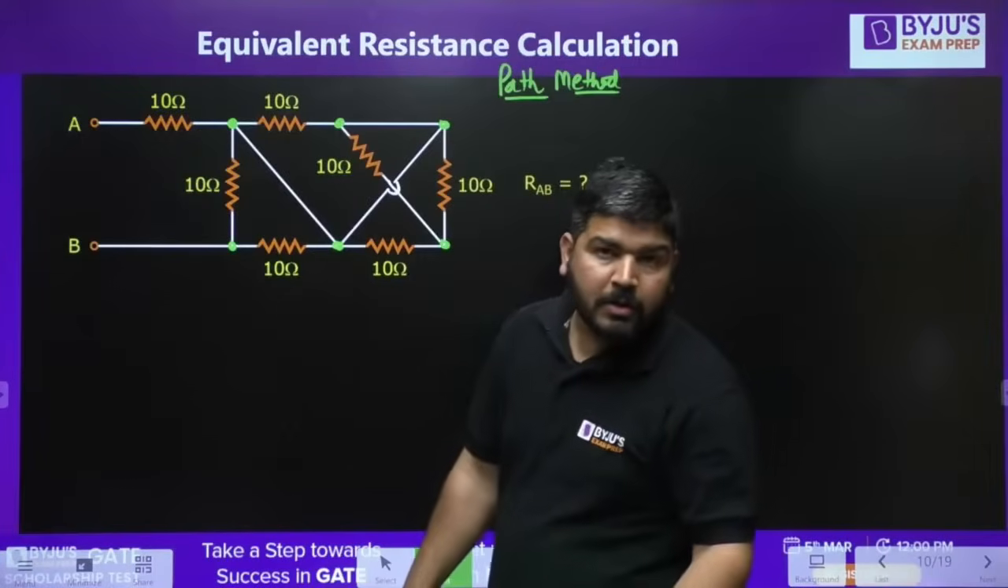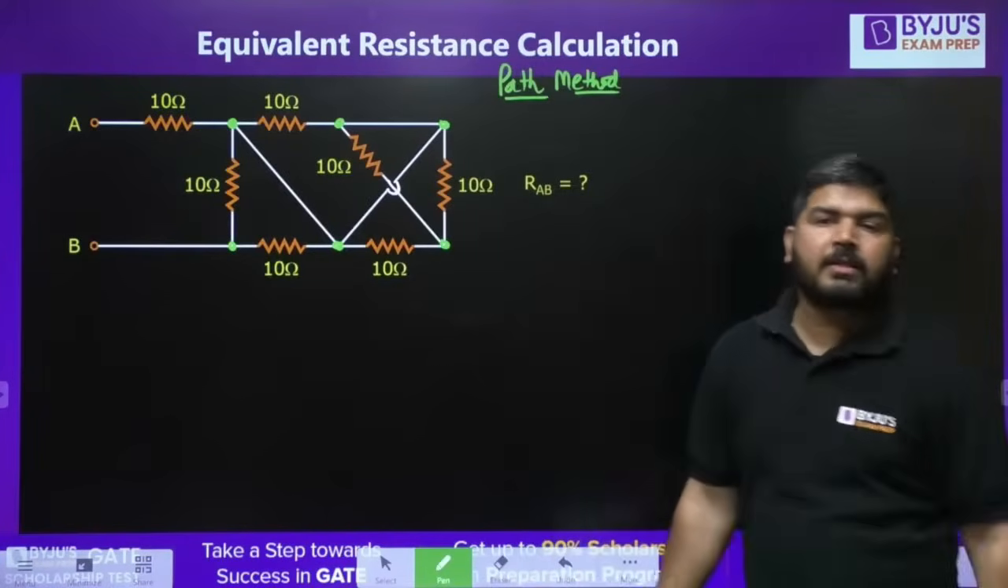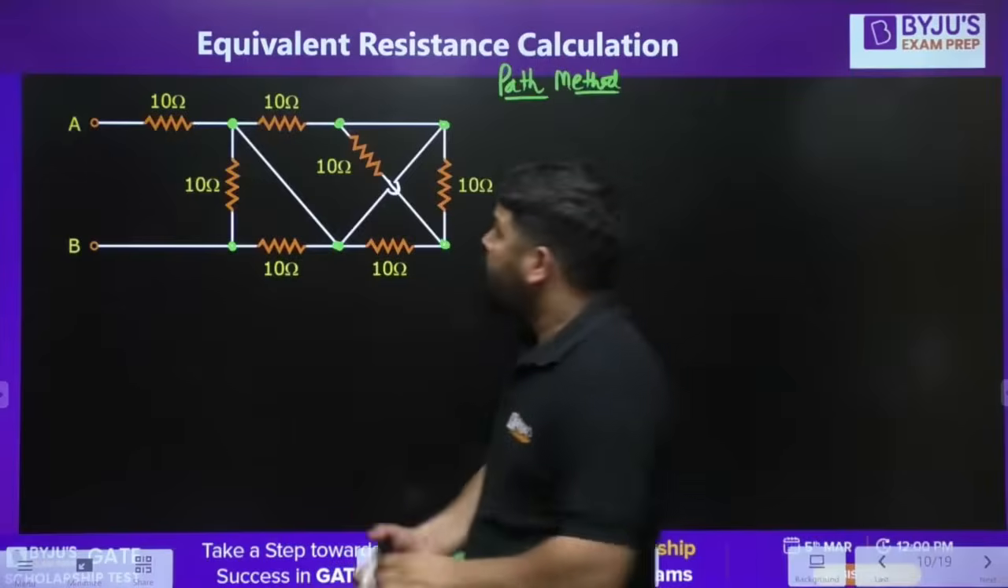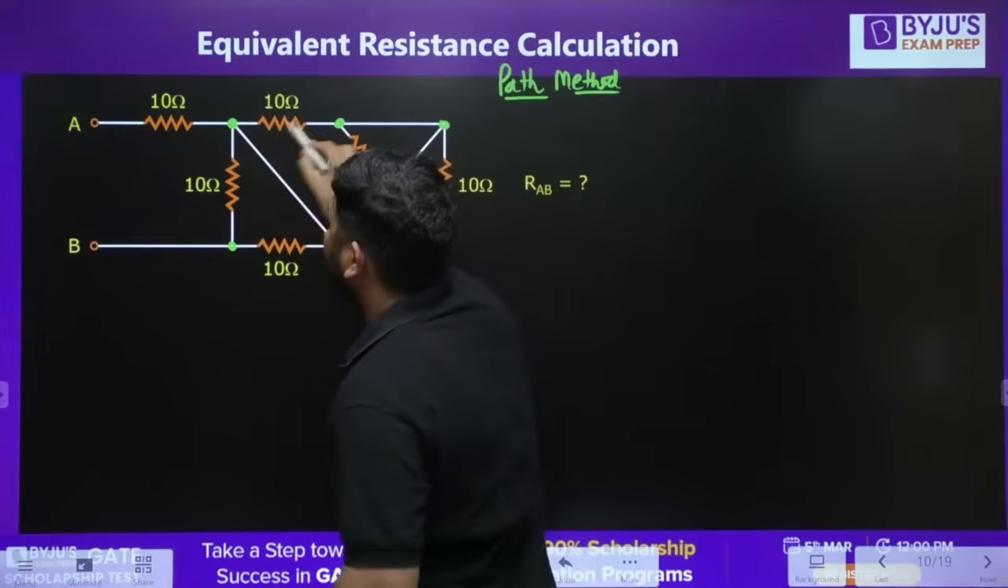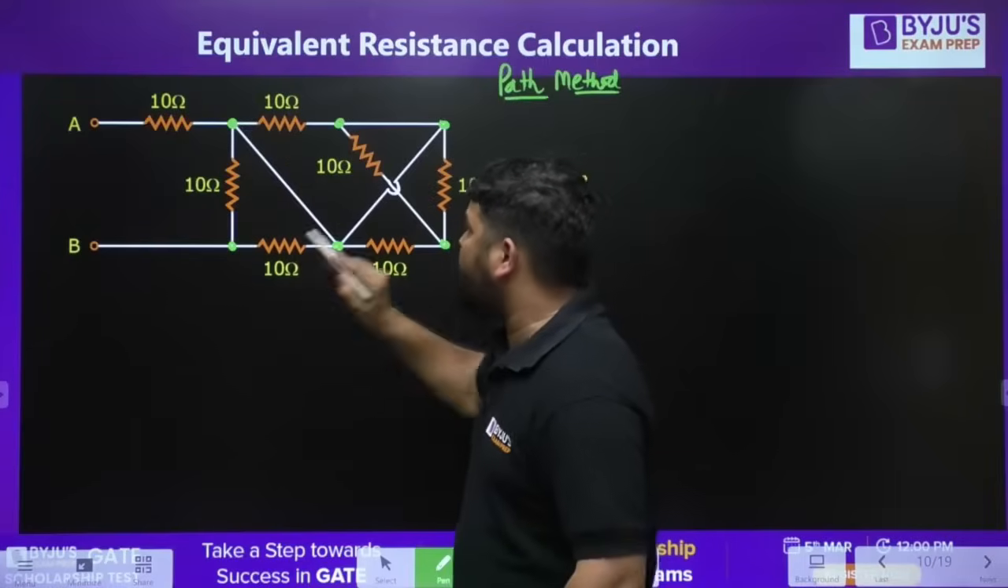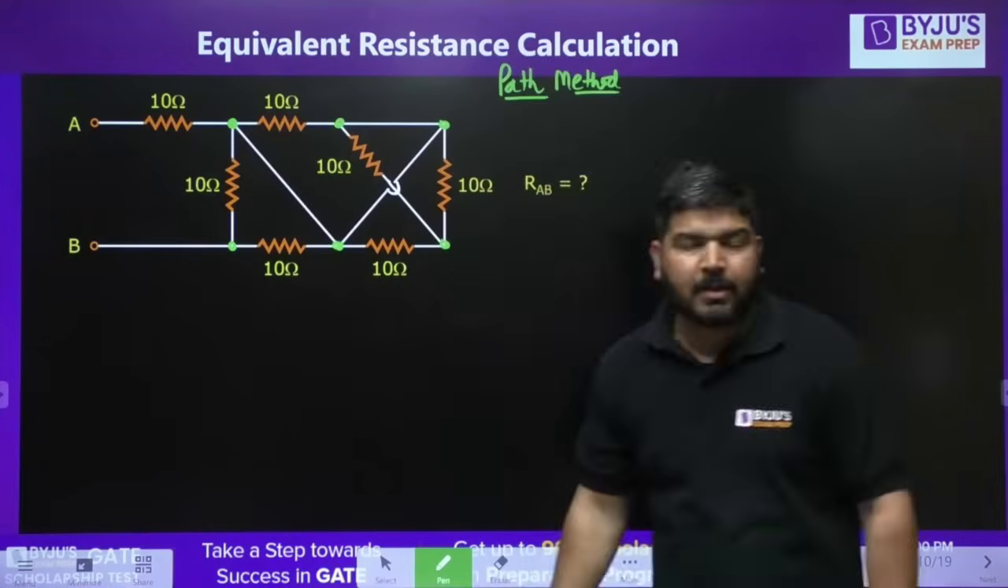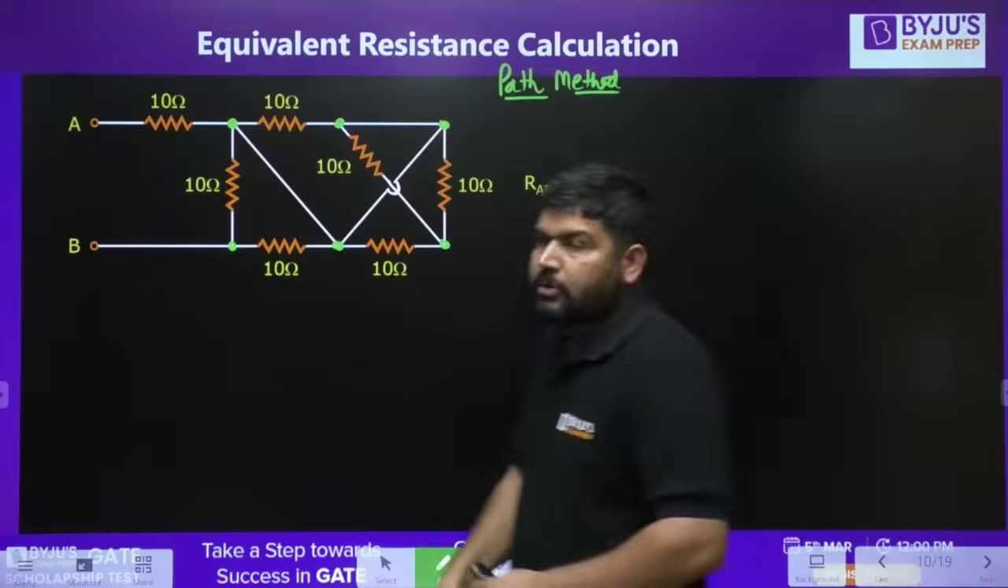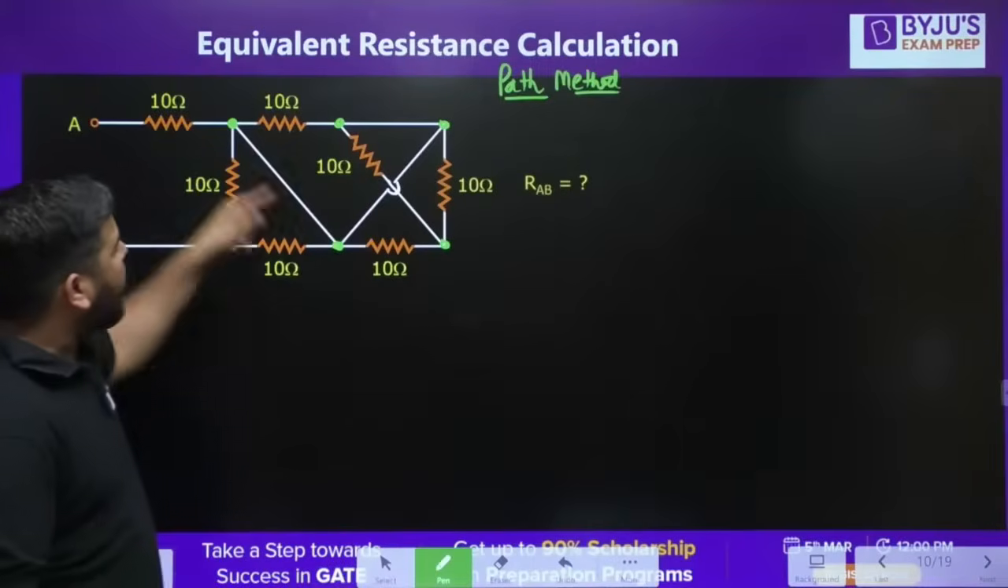What is the meaning of node? The point where two or more branches meet; we call it a node. At this point, you can see that four branches are meeting, and that's why it's a node point. So these are the node points, and now we have to name them.